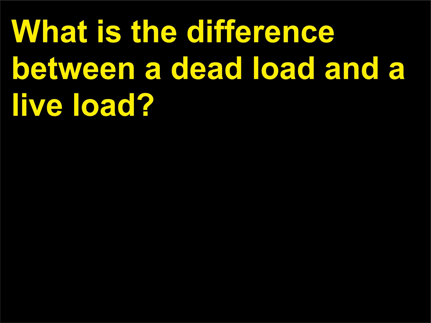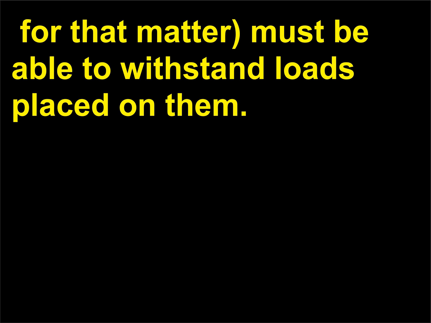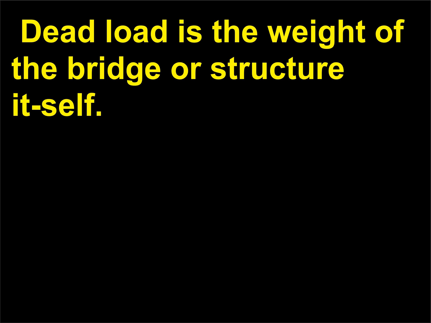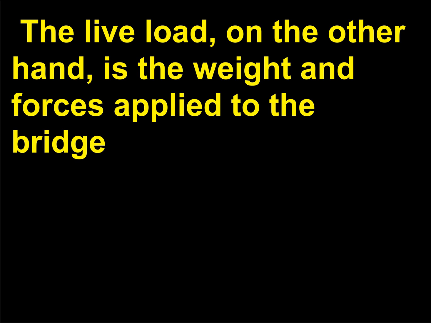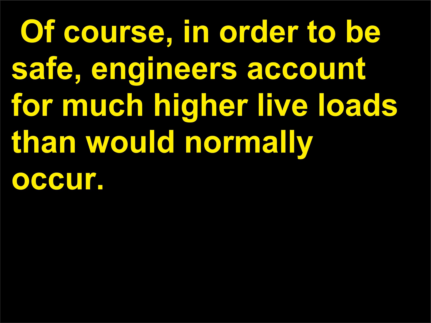What is the difference between a dead load and a live load? In order to remain static, bridges, and all structures for that matter, must be able to withstand loads placed on them. A load is simply the engineering term for force. Dead load is the weight of the bridge or structure itself. The live load, on the other hand, is the weight and forces applied to the bridge as a result of the vehicles and people that move across the bridge at any one time. Of course, in order to be safe, engineers account for much higher live loads than would normally occur.